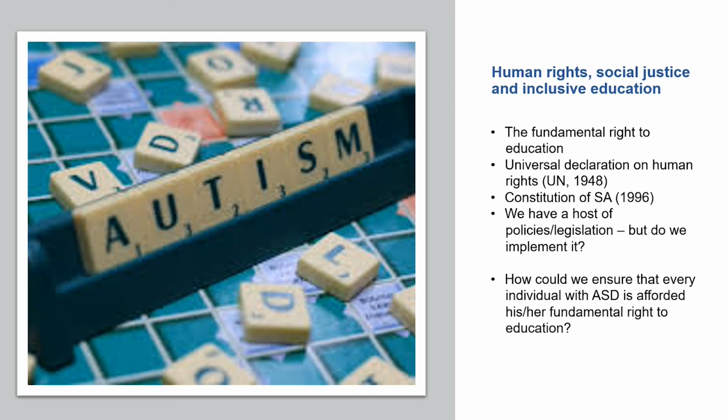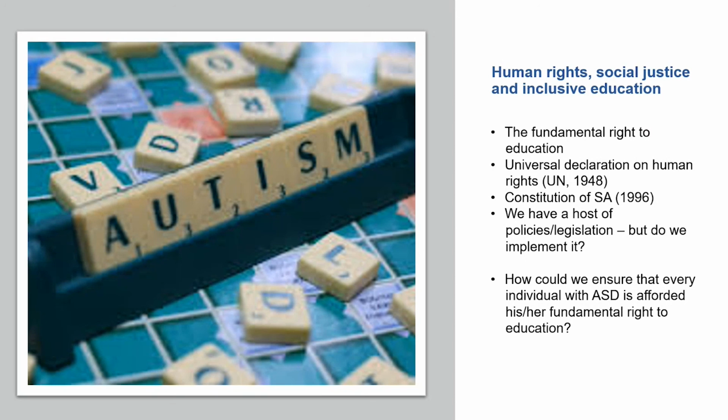So since the module was developed by ourselves as academics in the Department of Inclusive Education, the whole paradigm in which we work and teach and conduct our research is human rights, social justice, and inclusive education. So we see education for people with diverse needs and abilities as a fundamental rights issue. It's about the fundamental right to quality education.